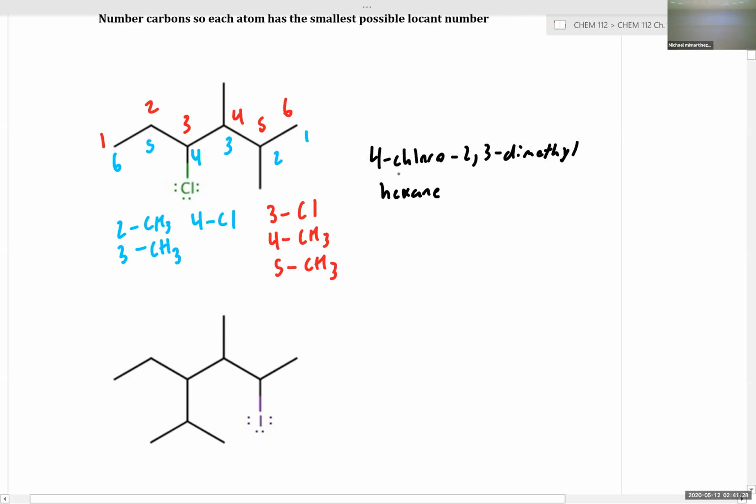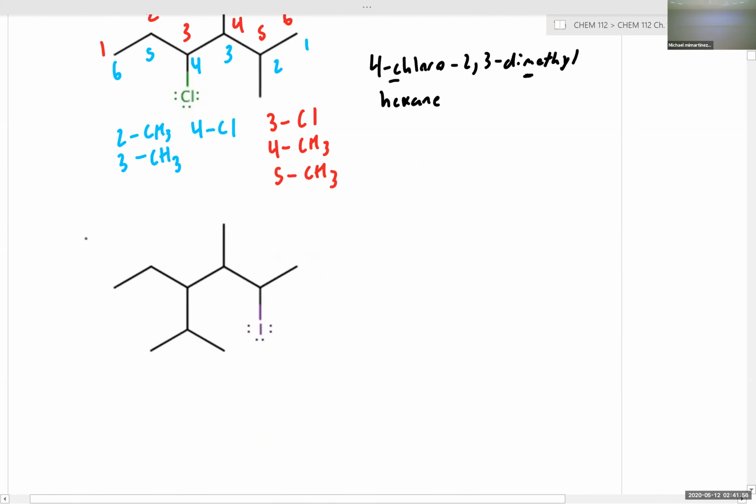Would someone like to tell me, why did I place chloro in front of dimethyl? What rule am I following here? Alphabet? Yep, alphabetical order, exactly right. So remember, you order your substituents in the name in alphabetical order.